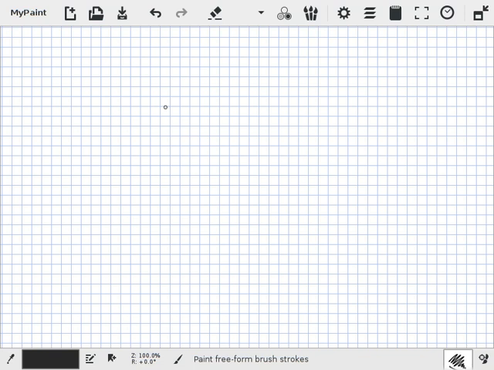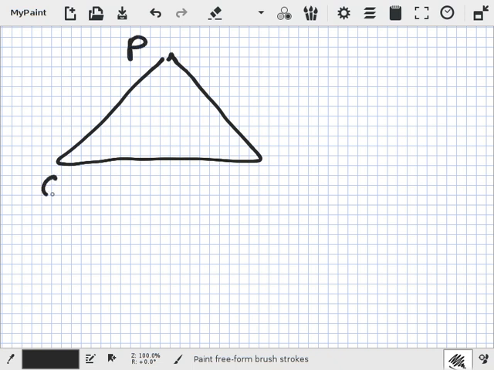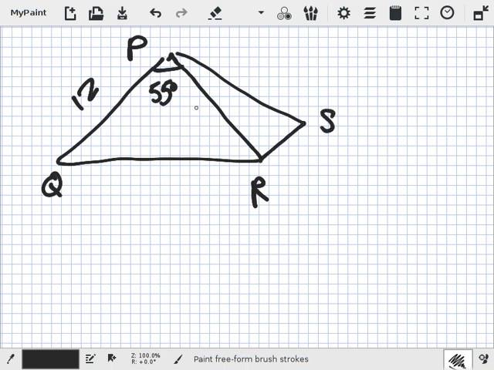I'll draw it here. So we've got this one. P, Q, R, 12, 55 degrees. S, this side is 14 centimeters and this is 72.